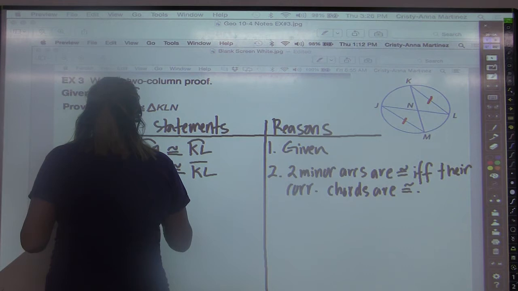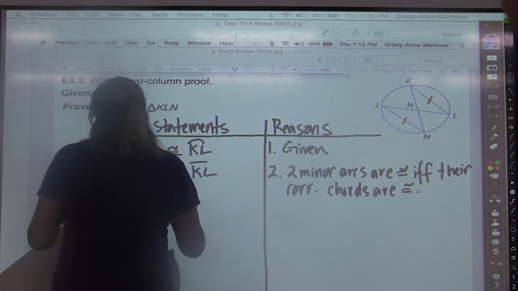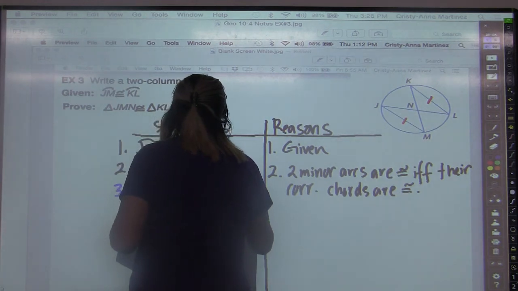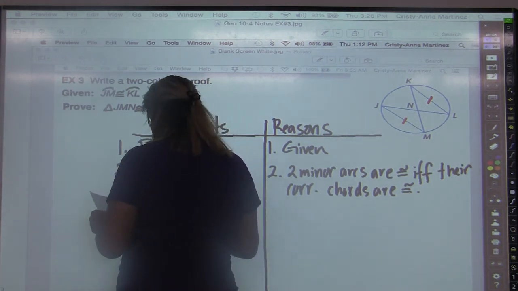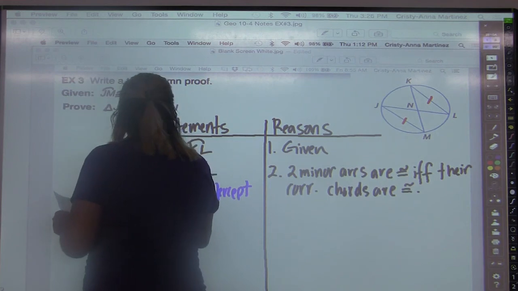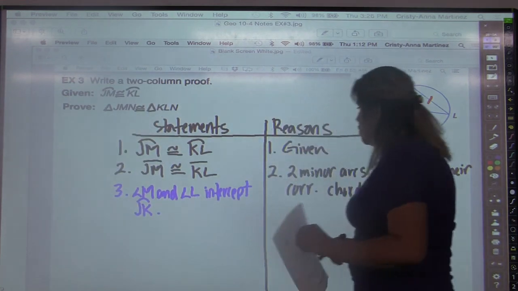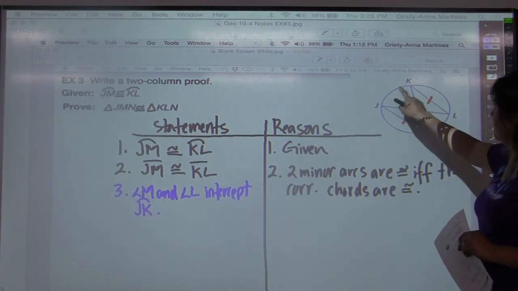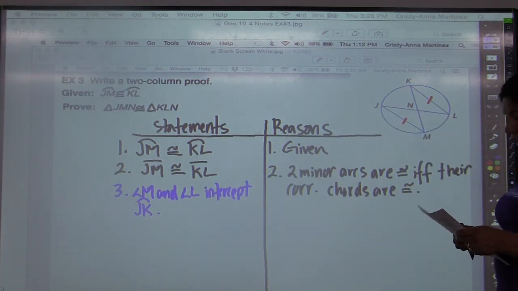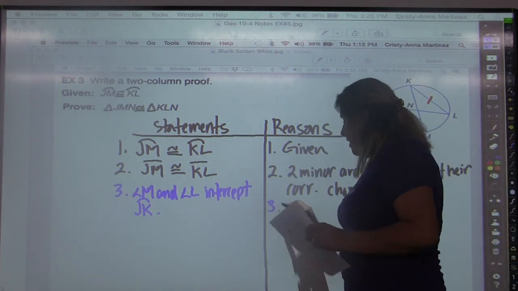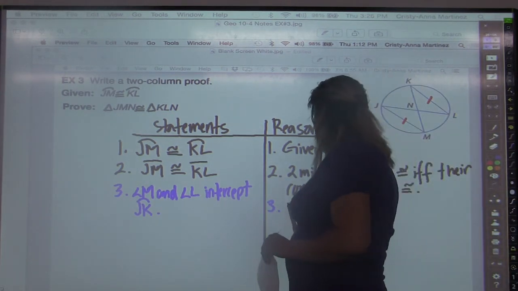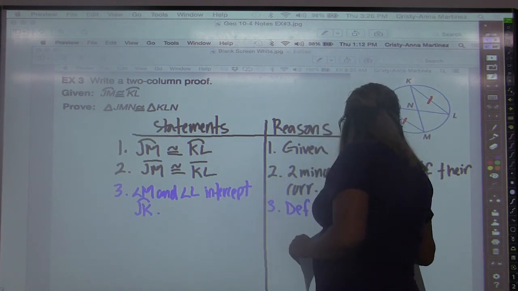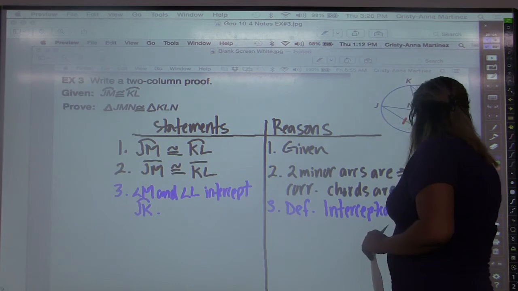angle M and angle L intersect the same arc, which happens to be JK. Okay? So you can see that here, angle M, this angle here, and angle L have the same intercepted arc, which is JK. And that's by definition of an intercepted arc.